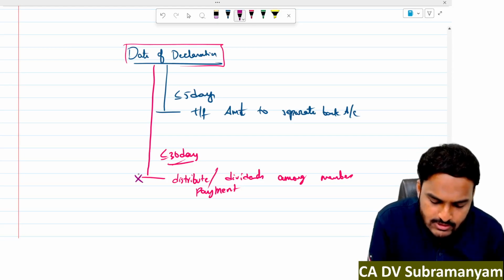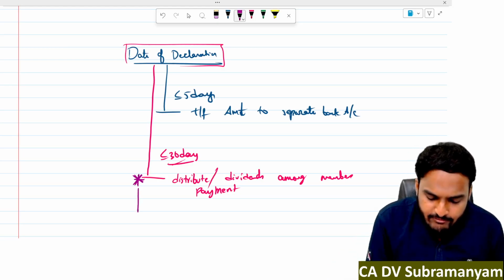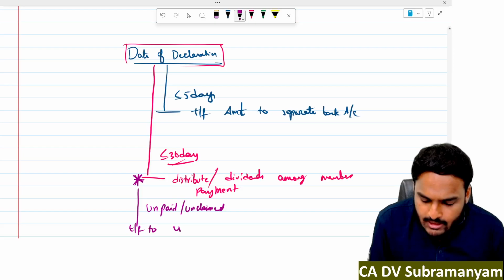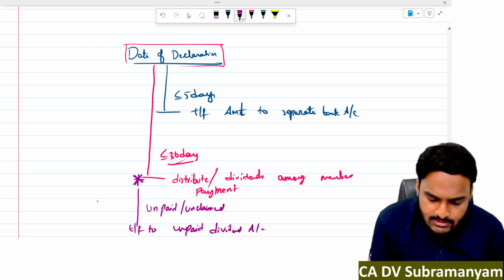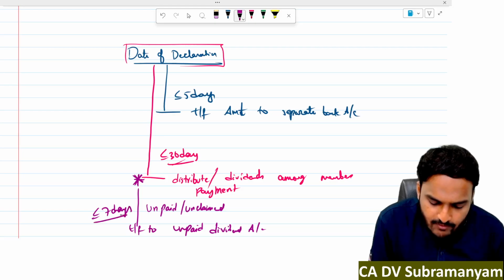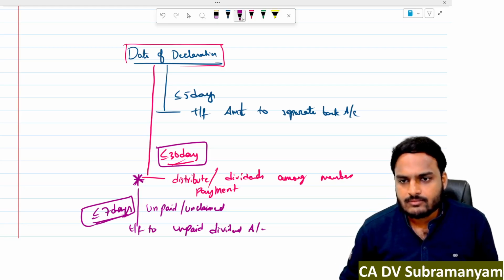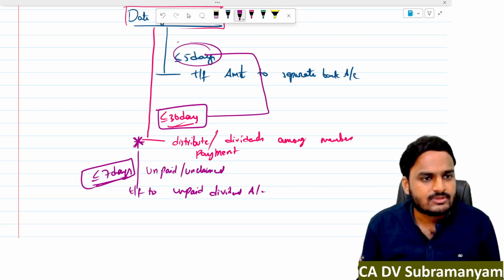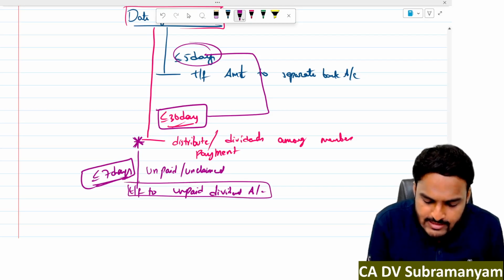Next, from here onwards, just observe carefully. After completion of 30 days, any dividend which is unpaid or unclaimed, transfer to unpaid dividend account. Sir, what is the time limit, sir? The time limit is within 7 days after completion of 30 days. Within 7 days. I forgot to tell you, this 30 is inclusive of 5. Just observe it carefully. Next one, sir, transfer completed.